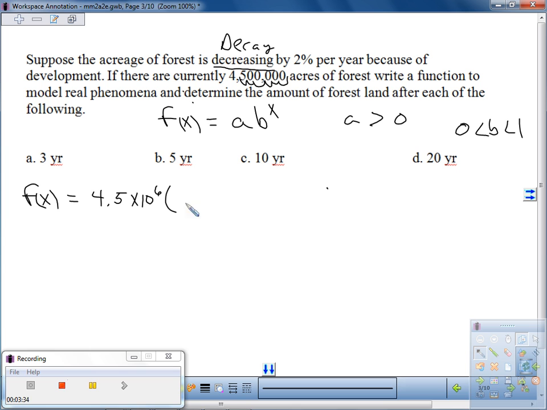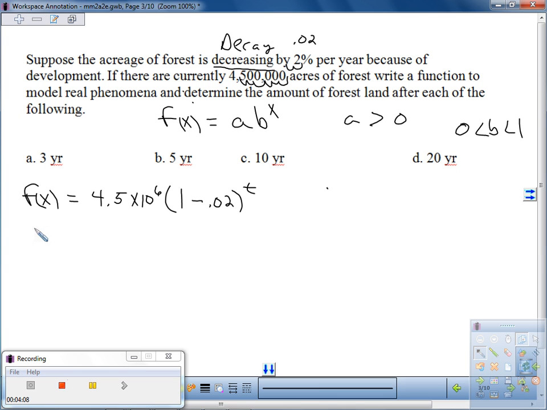Now, the base, okay, is where we have to be careful here. Now, for decay, it's got to be between 0 and 1. The temptation may be to put 2% in there, okay, but what we're going to end up doing is taking 1 minus 0.02. Now, where did I come up with the 0.02? I converted the percentage to a decimal, and so we just moved the two places over, so we get 0.02. Okay, now that's going to be to the t power, because that's our time in years.